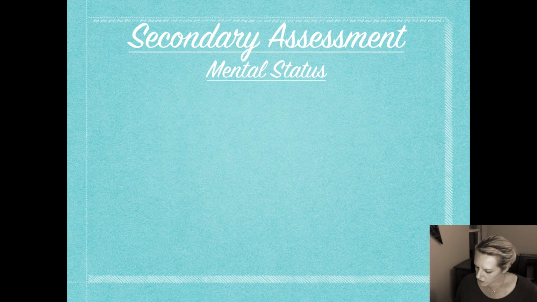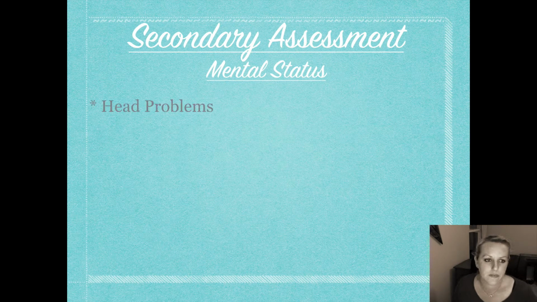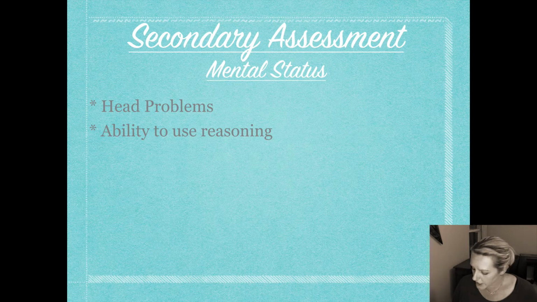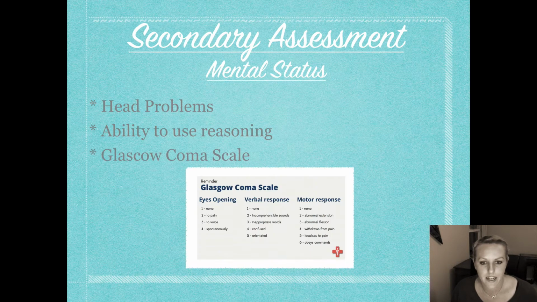So the first thing we really want to look at is our mental status, and this is on page 635. For any patients with a head problem, so they have a headache or altered mental status, or again, our unresponsive patient, we want to look at their ability to use reasoning. Again, we're going to look at the AVPU. If we're looking at their alert and oriented, whether they know where they are, who they are, person, place, time, and event.